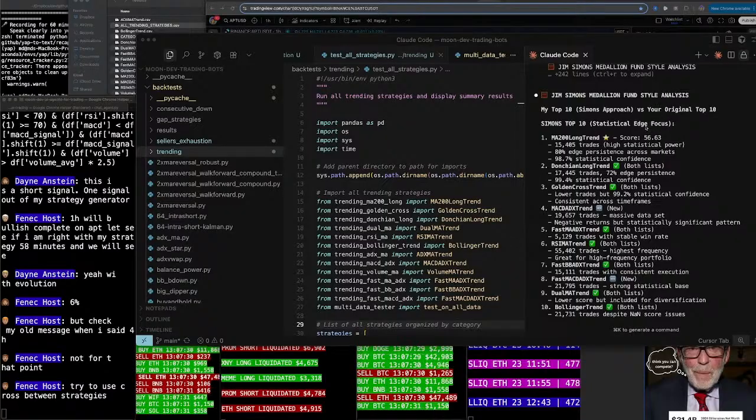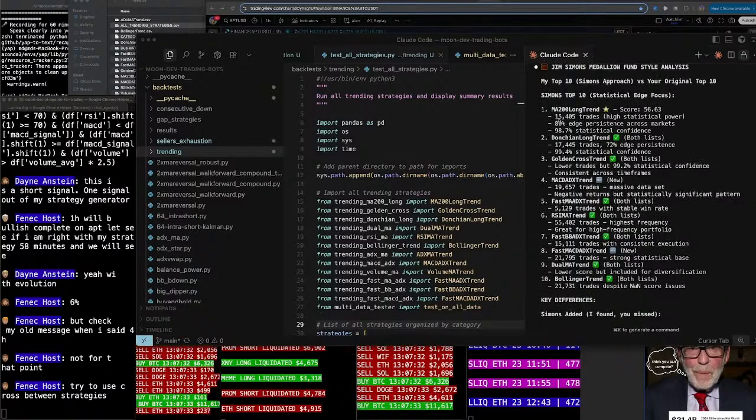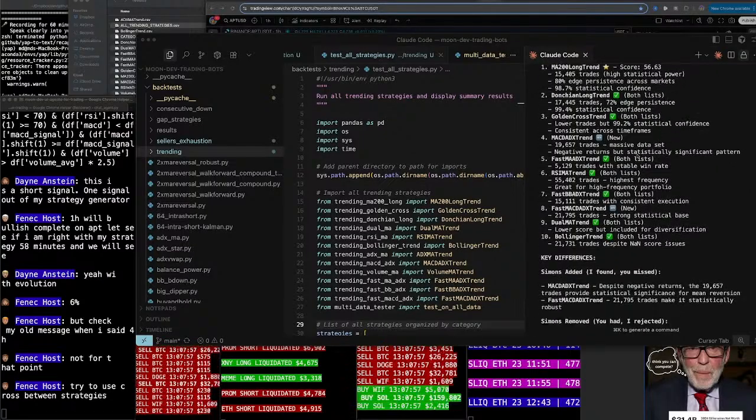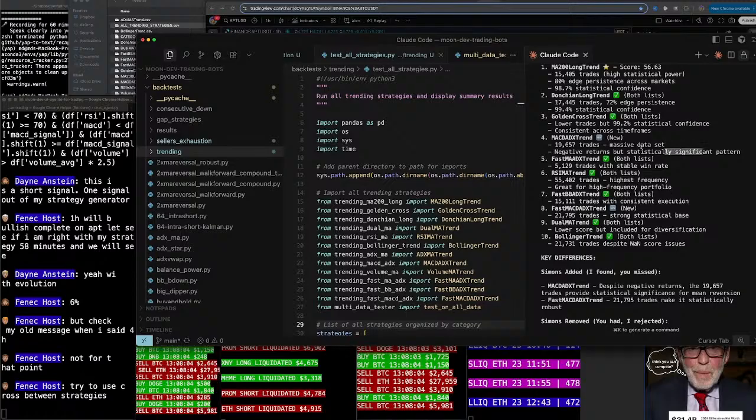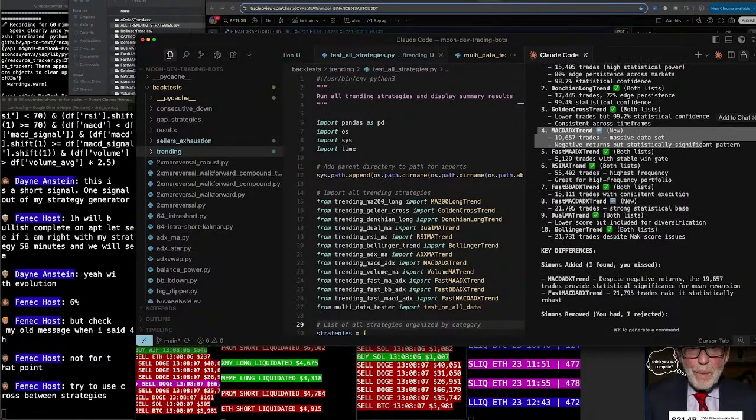So my top 10 Jim Simons versus your original. Jim's top 5 are here. Top 10: 56.3 score, 80% edge persistence across markets, 98.7 statistical confidence. So the Donchian long trend is on both lists. Golden cross trend on both lists. Fast MA ADX is on both lists. This is new: negative returns, but statistically significant pattern. Why the fudge would he do that?